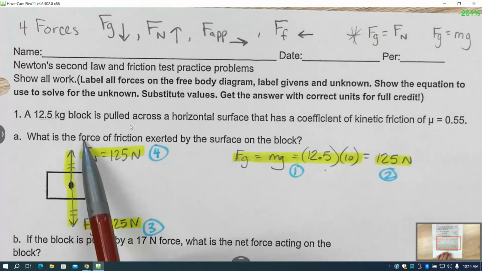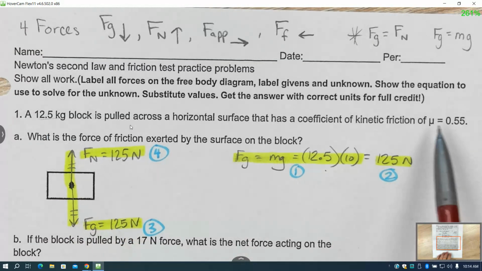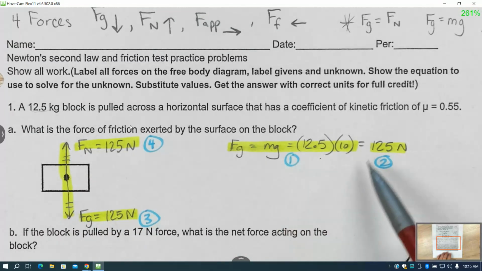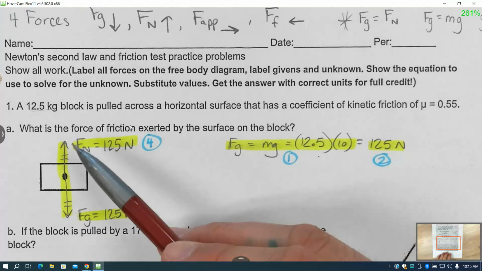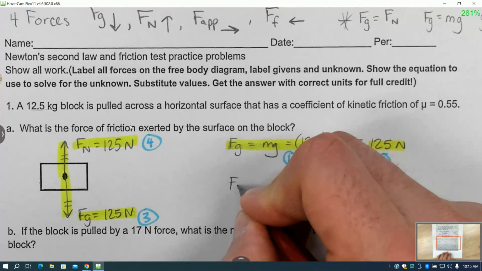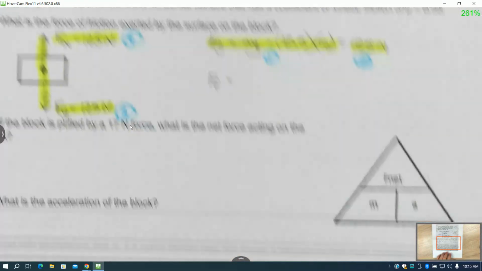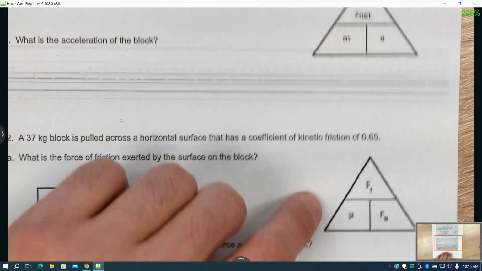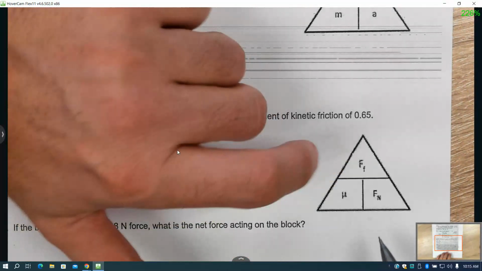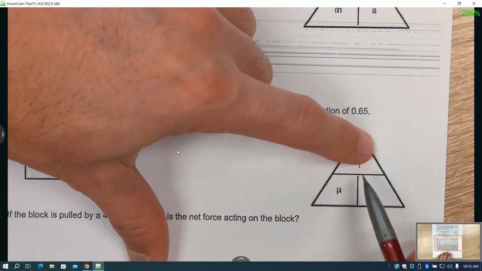They wanted us to find the friction force. They gave us the mass and coefficient. Well, we had to find the normal force first, so we can then use that. So friction is equal to, all right, your triangle for it down here, how the triangles work, cover up the value that you're looking for.